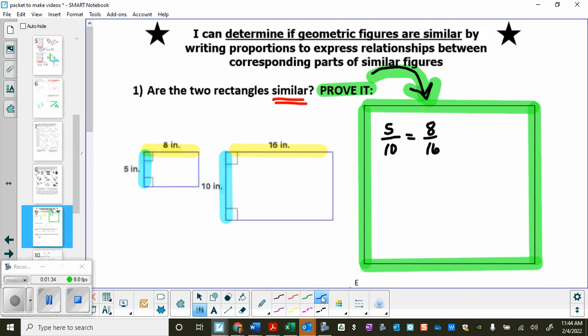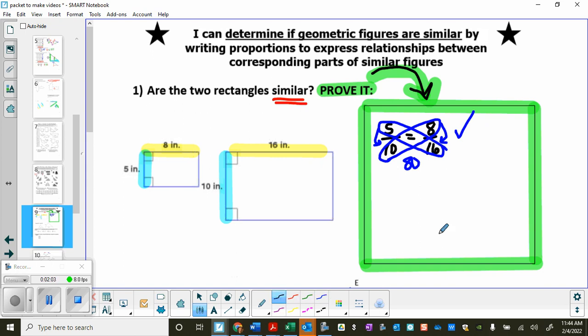Now immediately, what some of you might be recognizing is that the 5 doubled to be a 10, and the 8 does double to be a 16. So yes, these are similar figures. The 5 doubled to be a 10, the 8 doubled to be a 16. When we cross multiply, 5 times 16 is 80, and 8 times 10 is 80. So because both are 80, we have just proven that they're similar figures.